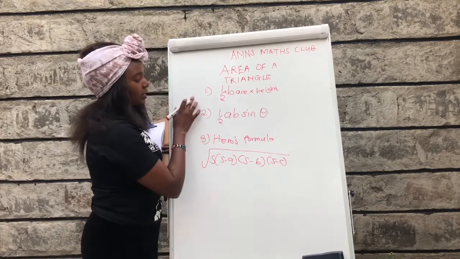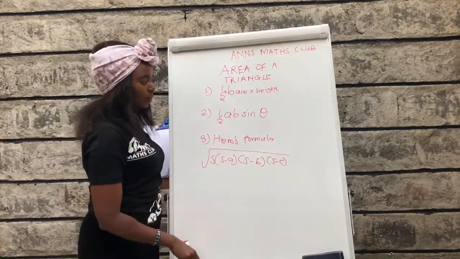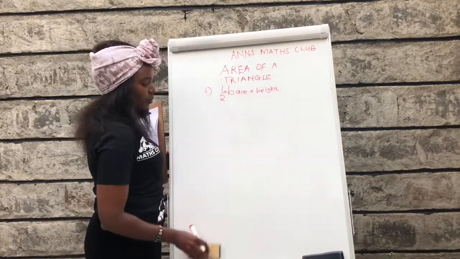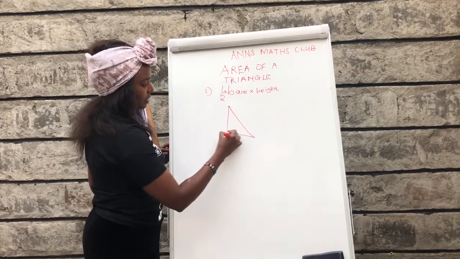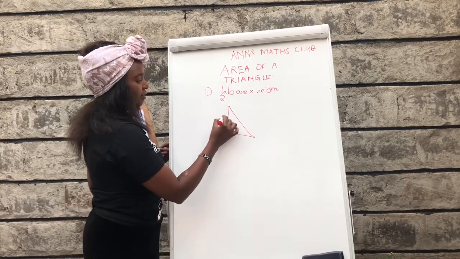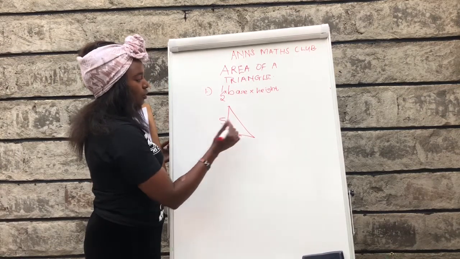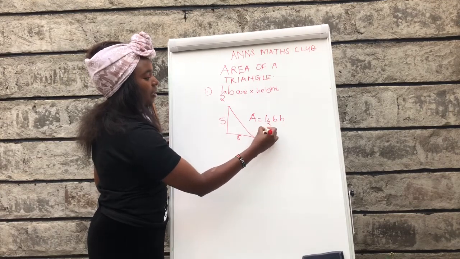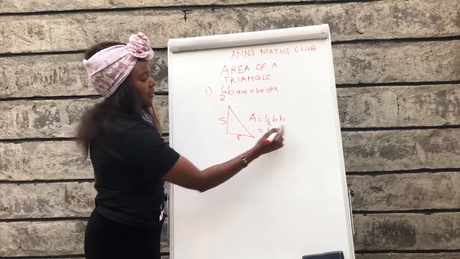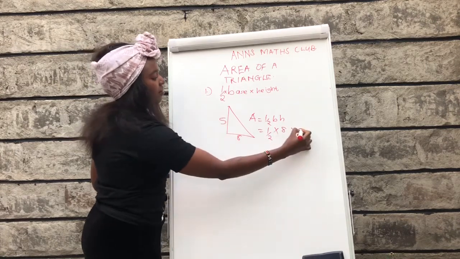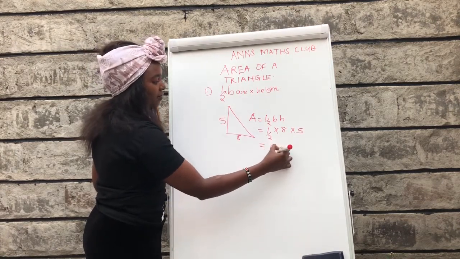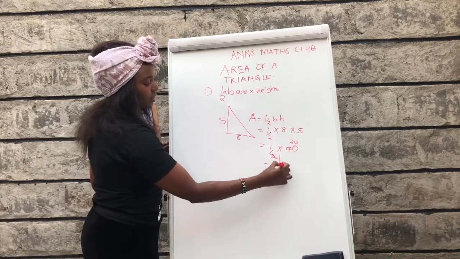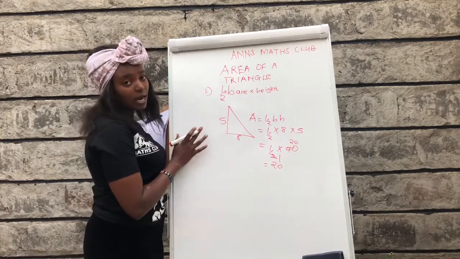So we are going to look at each one of them and just do an example in order for us to understand. So let's start with the first one. Maybe we've been given a right angle triangle, and here it's 5 and here it's 8. So what you need to do, area is equal to a half base times height. So a half times our base is 8 and our height is 5. So that becomes a half times 40, which is 20. So this is the first formula.